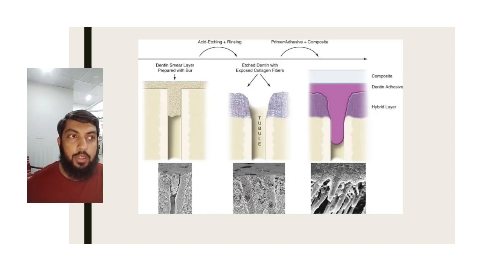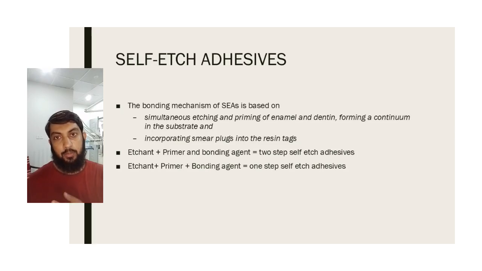Now coming forward to the self-etch adhesive. The bonding agent is combined with the acid. The bonding agent itself will etch the dentine, so it will not remove any smear layer from the prepared dentine, and it will rather incorporate the smear layer into the dentinal tags.